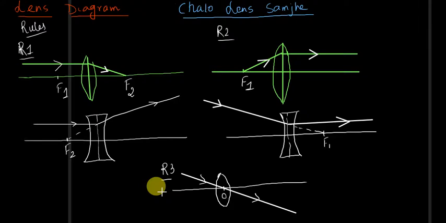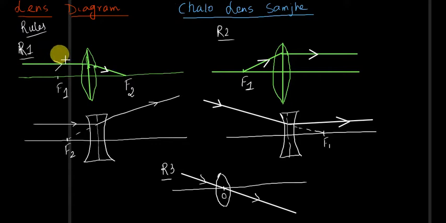So in case of lens, first will be the convex lens, the converging lens. Then this is the concave lens. So I will draw this. Let us go to rule number 1.